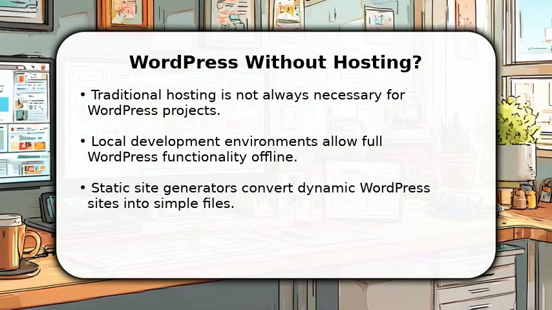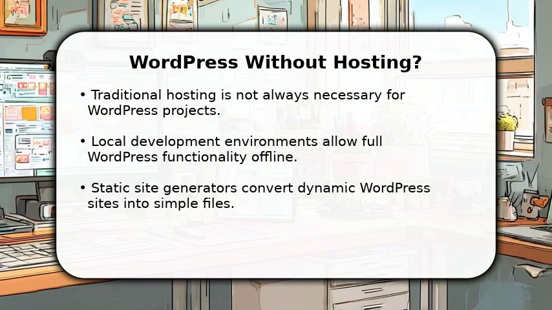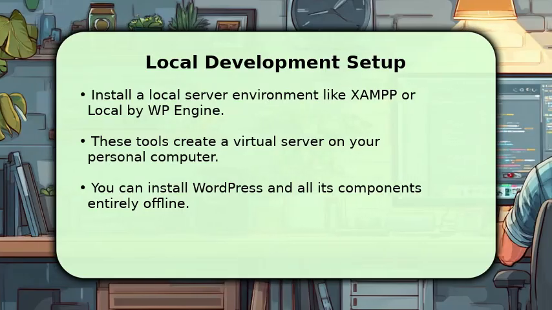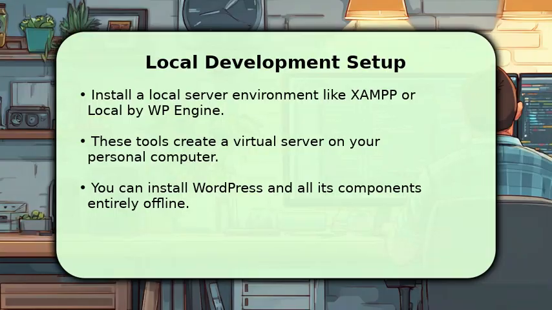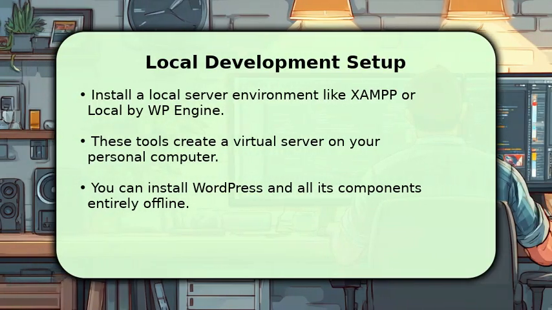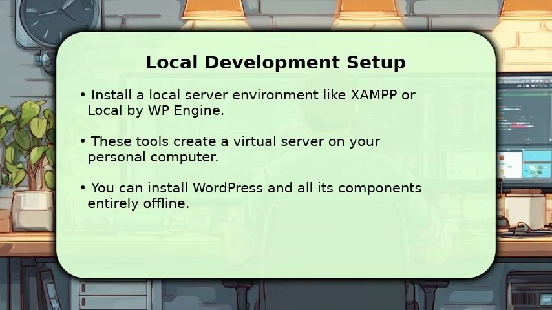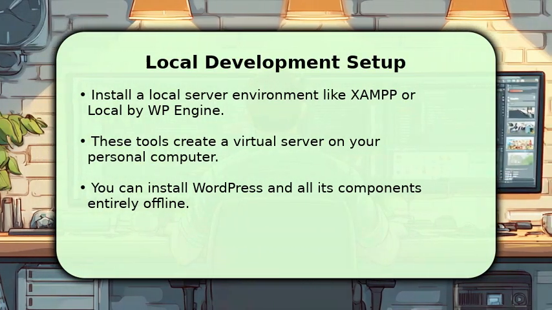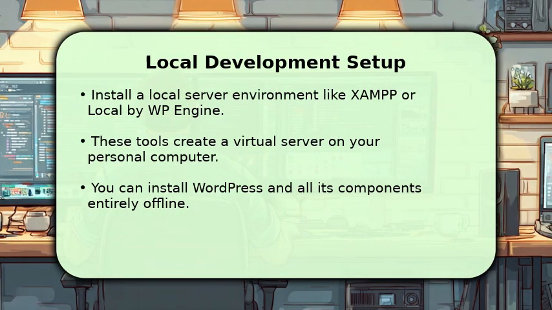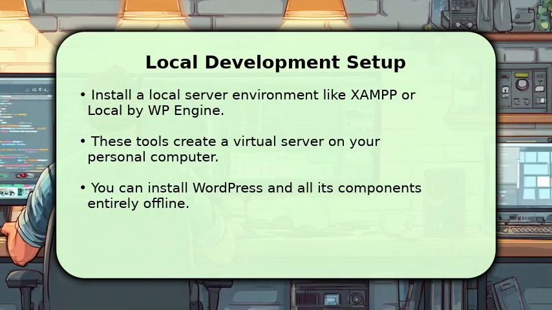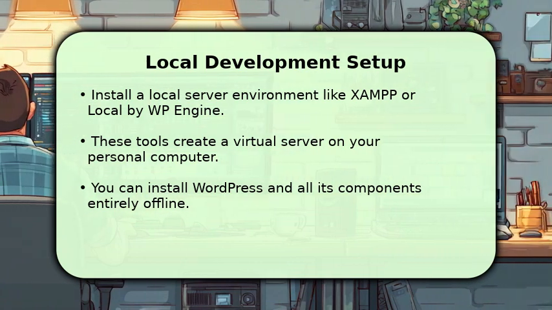This approach allows you to design and develop your site locally or generate static versions for easy deployment. One primary method involves setting up a local development environment right on your personal computer. Tools like XAMPP, MAMP, or Local by WP Engine create a virtual server, allowing WordPress to run fully without an internet connection. This provides a secure and private space to experiment, build, and refine your entire website before it ever goes public. You can install themes, plugins, and add all your content in a familiar WordPress interface, all completely offline and free of charge.